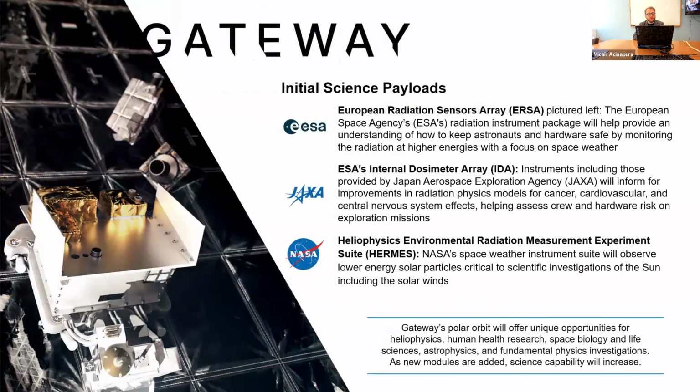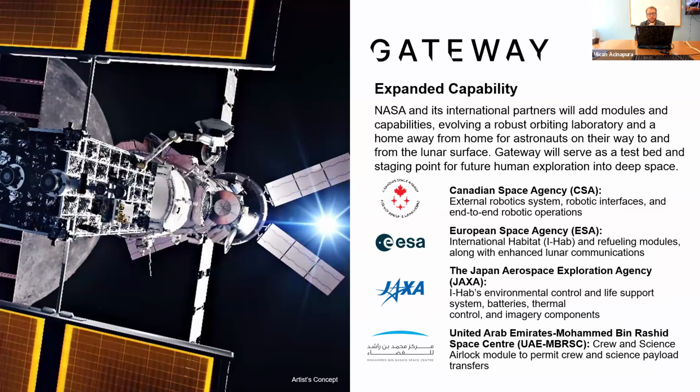There's going to be some interesting science there: European radiation sensors, also the ESA internal dosimeter array with JAXA, the Japanese Space Agency. NASA is also building the heliophysics environmental radiation measurement experiment suite. There really are a lot of interesting capabilities, and we're also going to be building it out over time. There's going to be another Canadarm, which is really cool. There's also going to be a secondary habitat built by the Europeans.